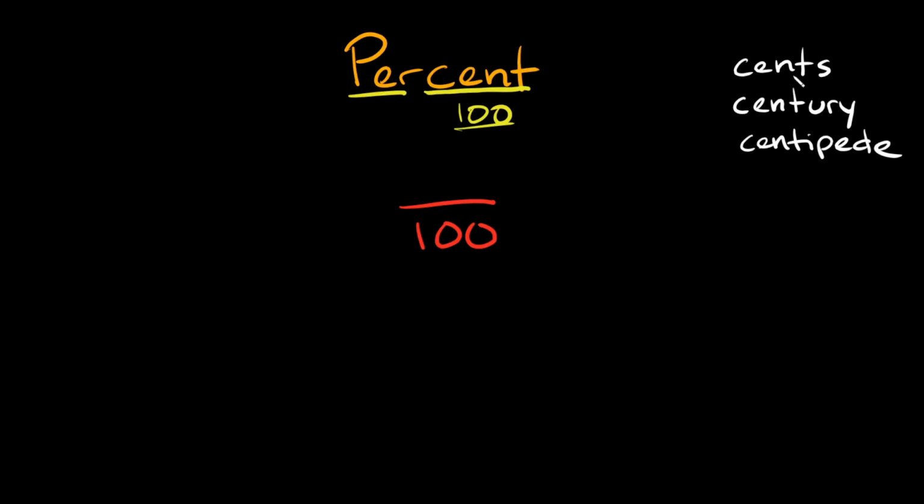Okay, so like how many cents are in a dollar? There's 100, right? How many years are in a century? 100. How many legs does a centipede have? 100. Okay, so cent literally means 100.